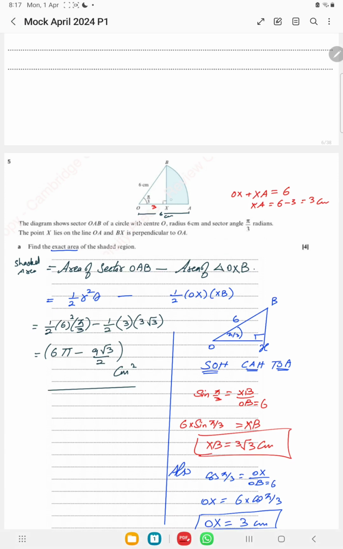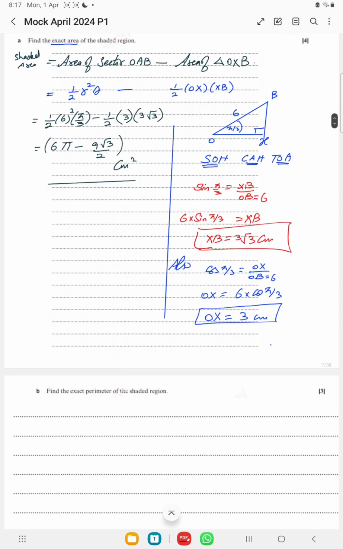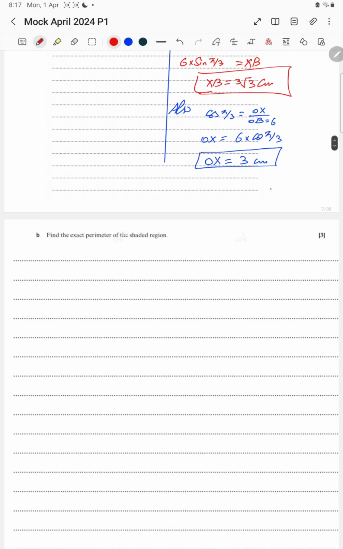So this is 3, height already, XB we have calculated 3 root 3, and only we need to get the arc length. So here arc length, AB is equal to L is equal to r theta, r times theta. So r was 6, theta was pi by 3, so we get 2 pi, right?